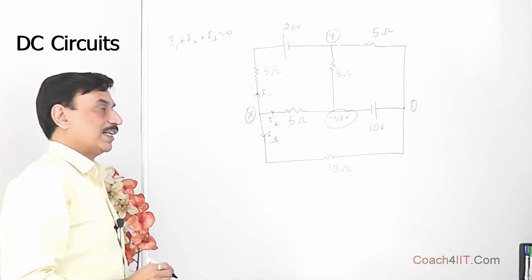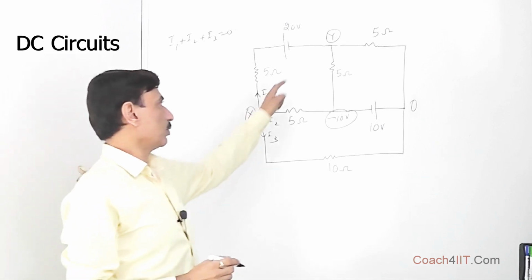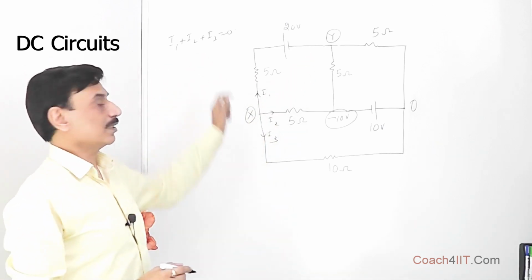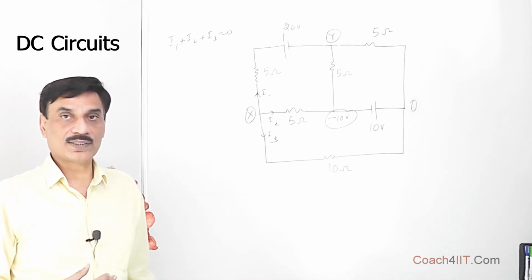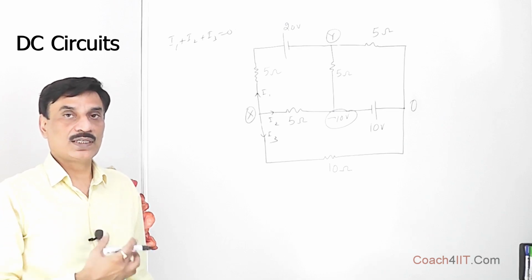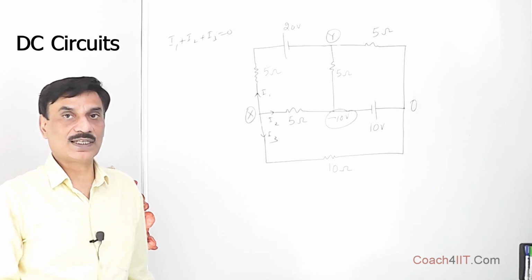So nodes we have identified, we have given a reference node also, and for the other nodes we have taken the potential at X and Y. Now we use KCL, I1 plus I2 plus I3 is equal to 0. And the next step is directly using Ohm's law, that is V is equal to IR, we can replace I in terms of V, that is potential difference divided by resistance.